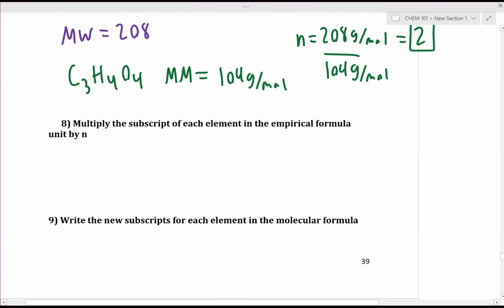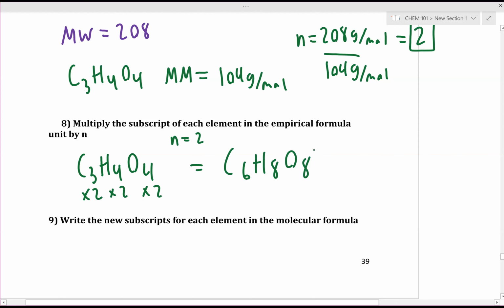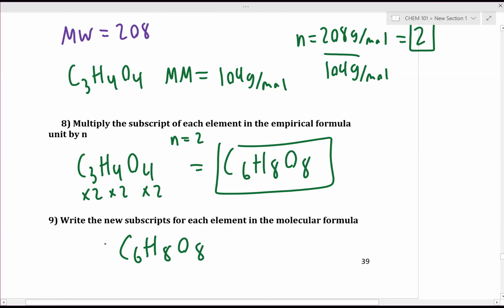So if we have C3H4O4, and we have N equal to 2. One way that I like to make things a little bit easier, if you're more algebra inclined, is you take each of your subscripts and you just multiply them by N. So what would I multiply each of these subscripts by? 2. So that in turn would give me C6H8O8.